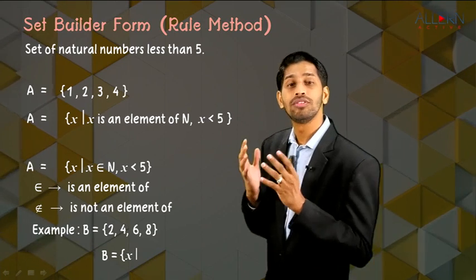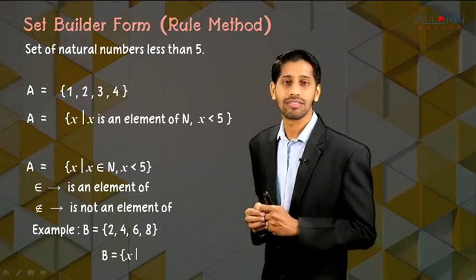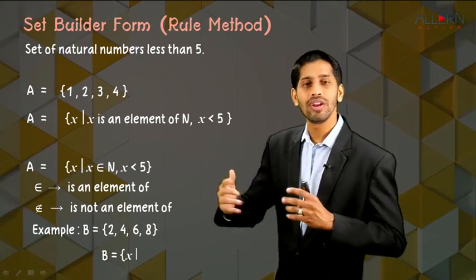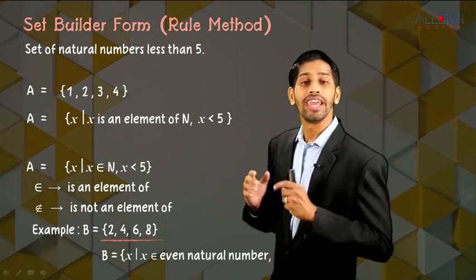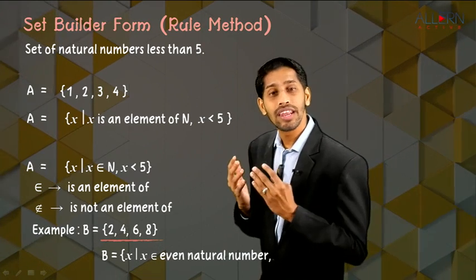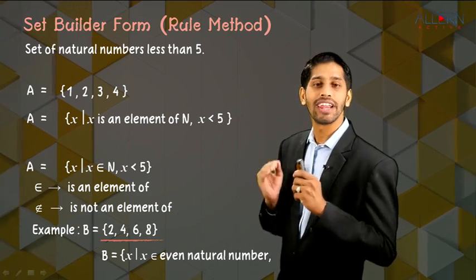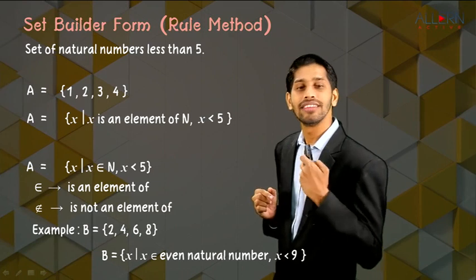First of all, let's observe what 2, 4, 6, 8 are. We can say that they are even numbers. We can also say that they are multiples of 2. So we can make any rule, it is our choice. So we write x is an element of even natural numbers, but do we want all the even natural numbers? No. The last number is 8, which we can write as less than 9. So we write and x less than 9.